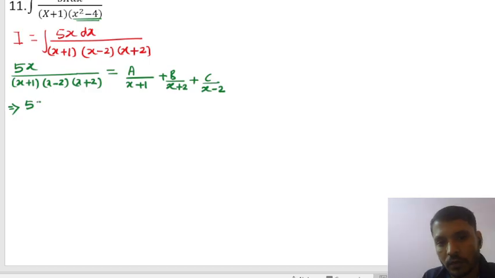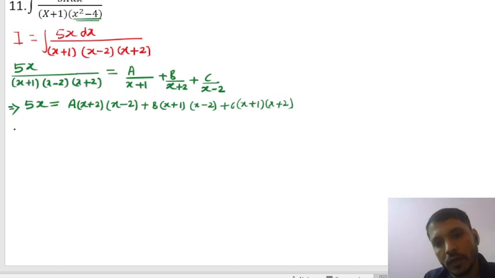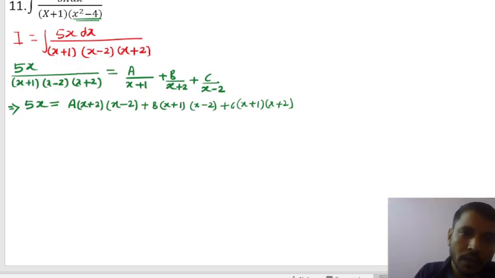So 5x will be equal to a multiplied with x plus 2 and x minus 2, that is x square minus 4. Now plus b multiplied with x plus 1 as well as x minus 2. Now plus c multiplied with x plus 1 and then x plus 2. This is the equation. Now we have to find the values of a, b, and c.